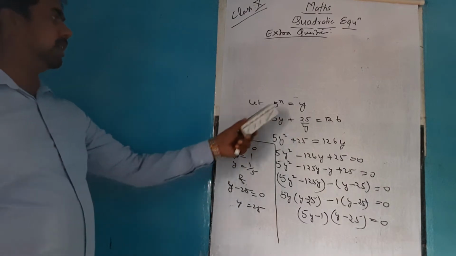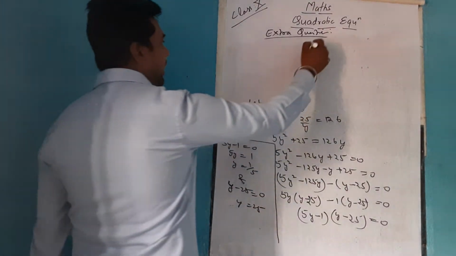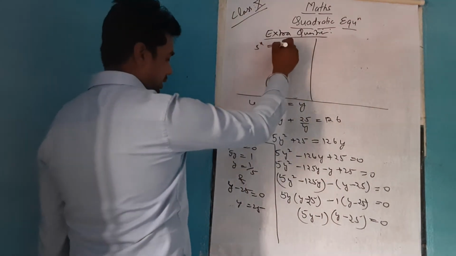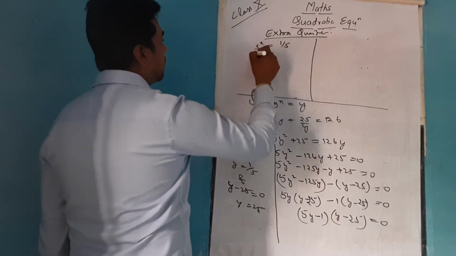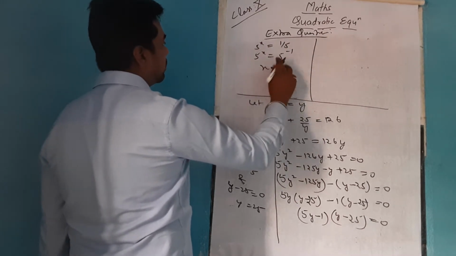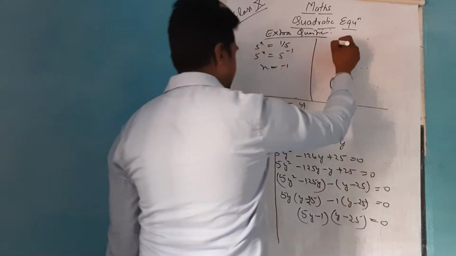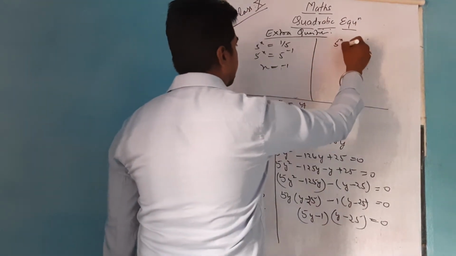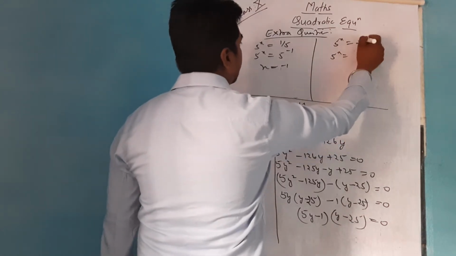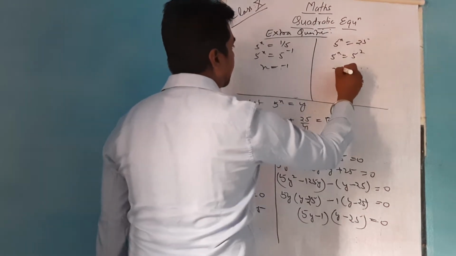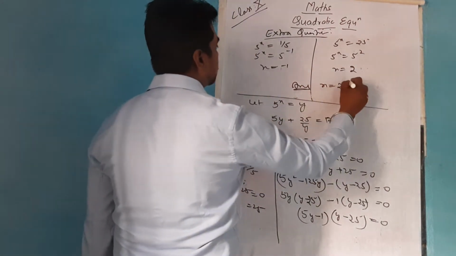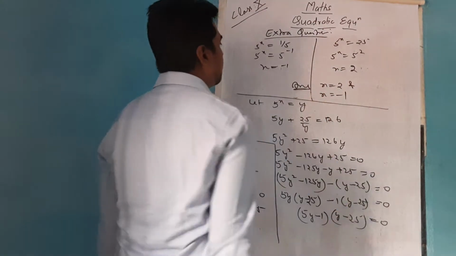Now this y we will replace by 5 to the power x. So 5^x = 1/5. So 5^x = 5^(-1). So the value of x = -1. Similarly, 5^x = 25. 5^x = 5². So the value of x = 2. So your answer is x = 2 and x = -1.